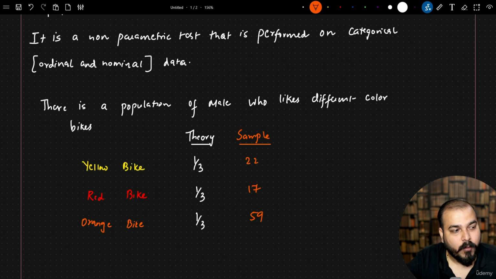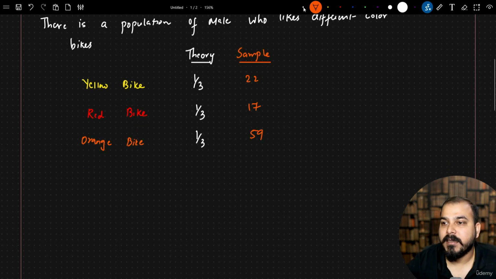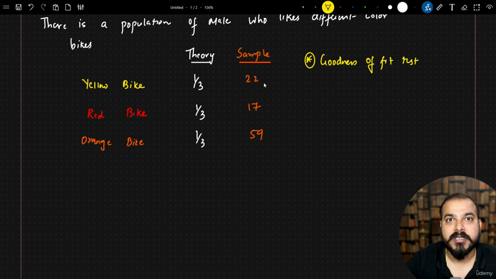Now when this sample data is present, what we need to do with the help of the chi-square test is see whether the sample information is a goodness of fit for the theory. The goodness of fit test basically means: does the sample information that we have collected support the theory that is present over here? So this is what we are going to do with the chi-square test.